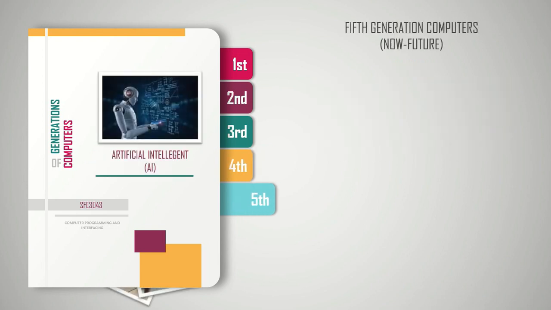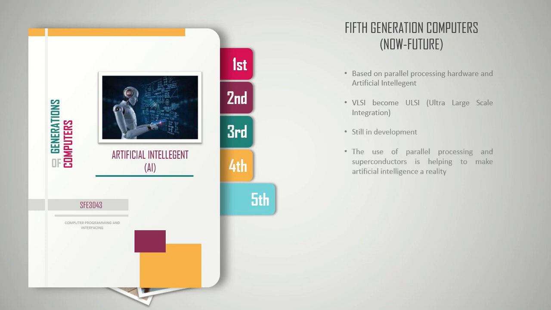And last, we move to fifth generation of computers. The years are now and the future. It is based on parallel processing hardware and artificial intelligence. VLSI becomes ULSI, which is ultra large scale integration, still in development.